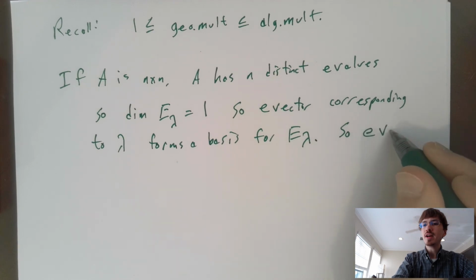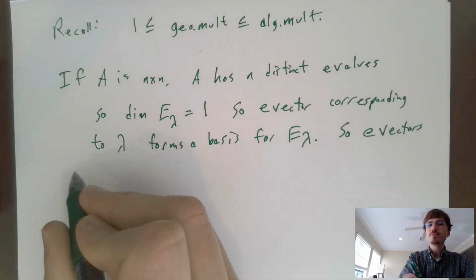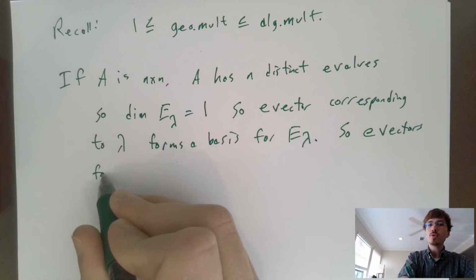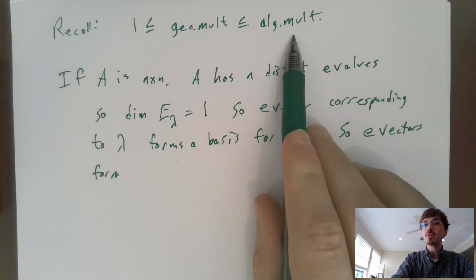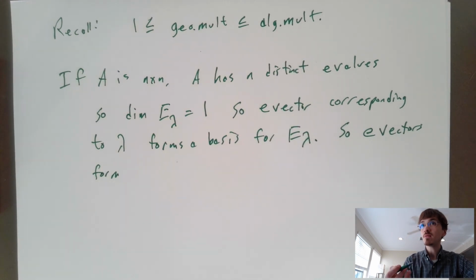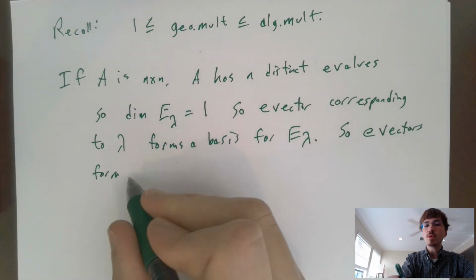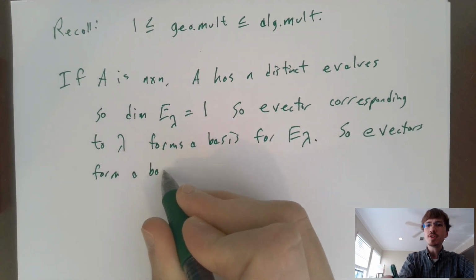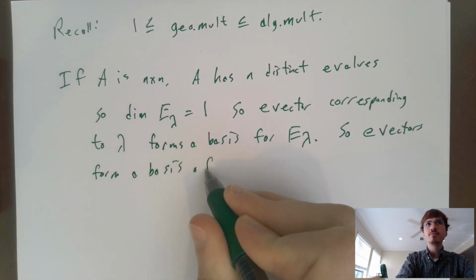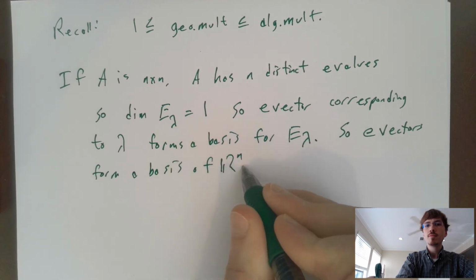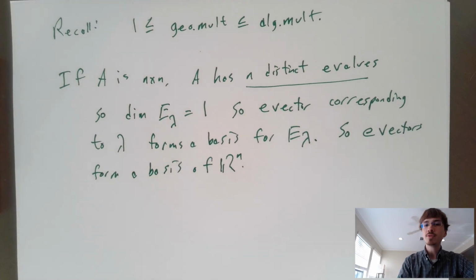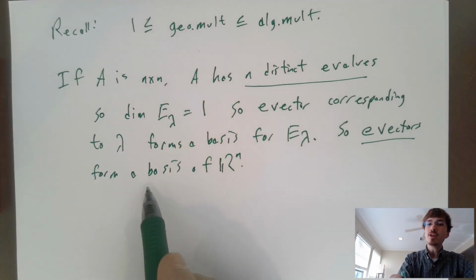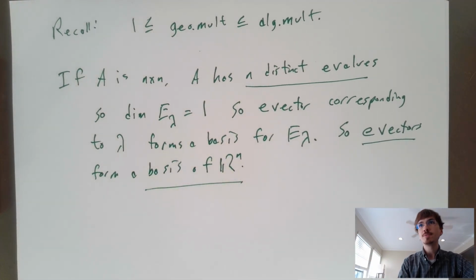So that means that the eigenvectors will form, how many eigenvectors will there be? There will be n of them, because the sum of the algebraic multiplicities has to be n, right? Because that's the degree of the characteristic polynomial. So the eigenvectors will form a basis of Rn. So if we have distinct eigenvalues, then we know that we have a basis of eigenvectors.